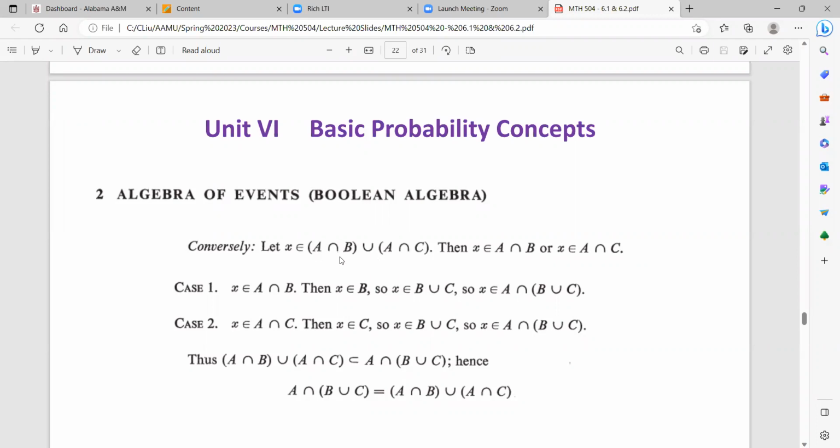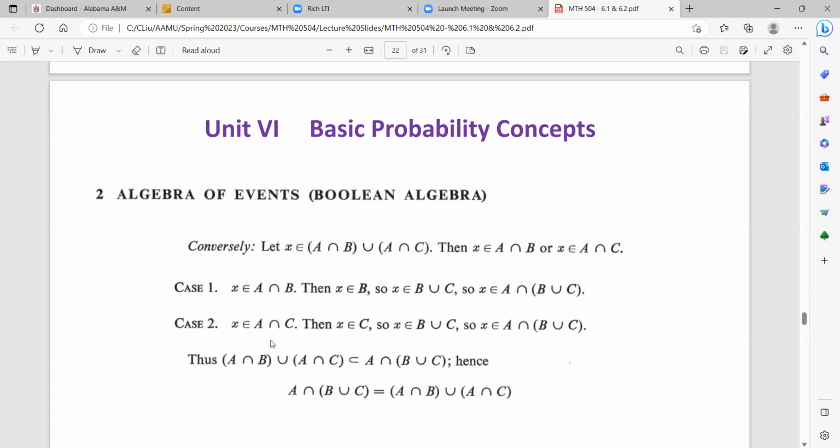What it means by X in the union of A intersecting B and A intersecting C is that either X is in A intersecting B or X is in A intersecting C, or both. But these two cases will include the case of both. So case one, if X is in A intersecting B, then of course X is in B, so X will be in B union C. But because X is in A also, X will be in the intersection of A and B union C. So that's the first case.